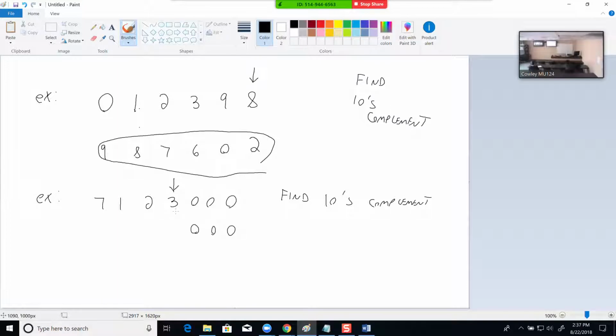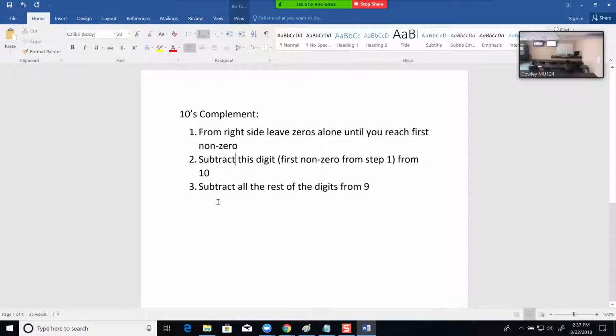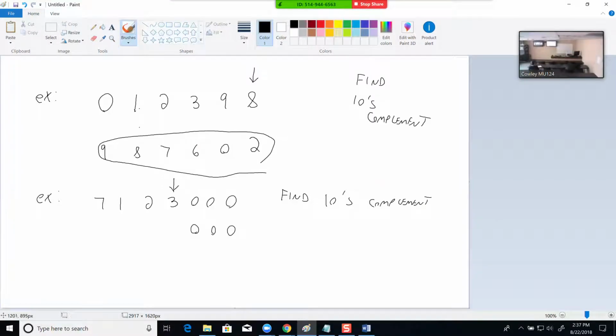Here's our first non-zero. I say subtract this digit, the first non-zero from step 1, from 10. So 10 minus 3 gives us 7. And then you subtract each one of these from 9. 9 minus 2 is 7. 9 minus 1 is 8. 9 minus 7 is 2. And that would be our answer. Okay so far?